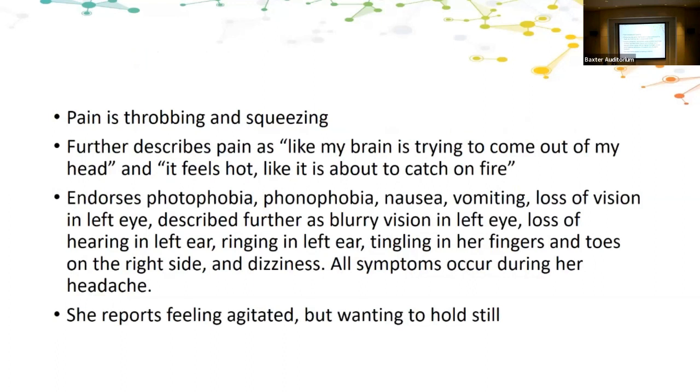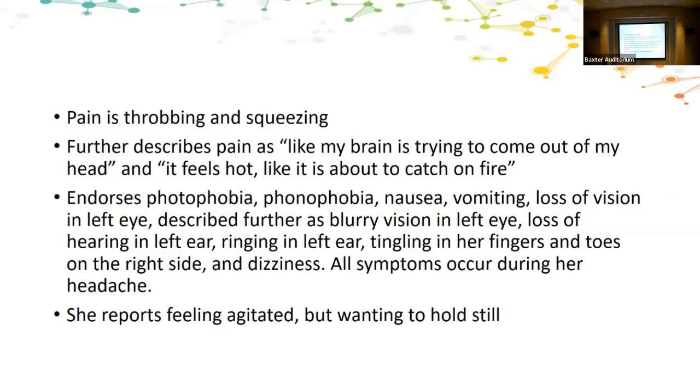The pain was throbbing and squeezing. She further described her pain as, my brain is trying to come out of my head and it feels hot, like it is about to catch on fire. She endorsed phonophobia, nausea, vomiting, loss of vision in the left eye, but when you try to suss that out, it wasn't true loss of vision. It was blurring of vision in her left eye.